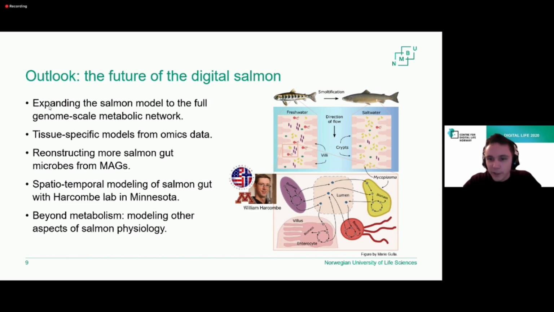And finally, we're expanding beyond metabolism as well to model other aspects of salmon physiology. So for example, we have started a collaboration on glycosylation modeling with groups in the US and in Sweden.